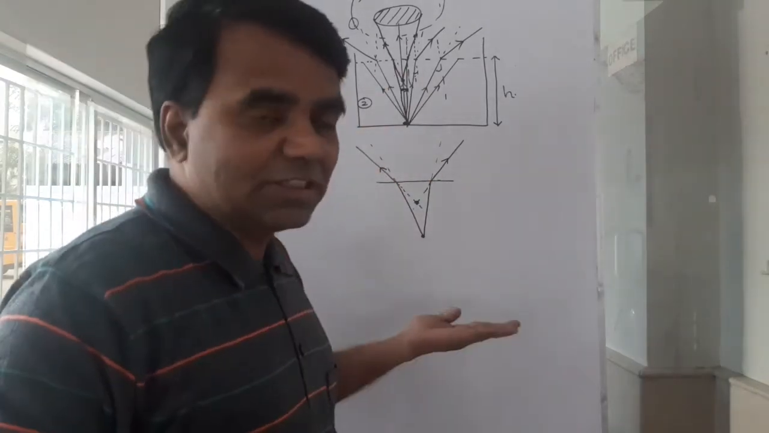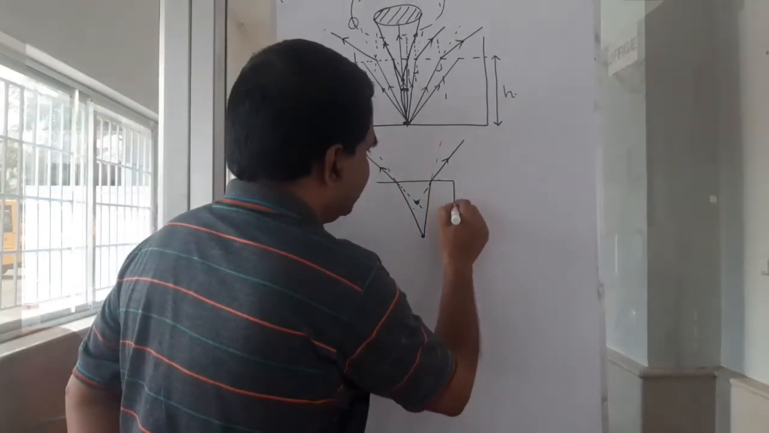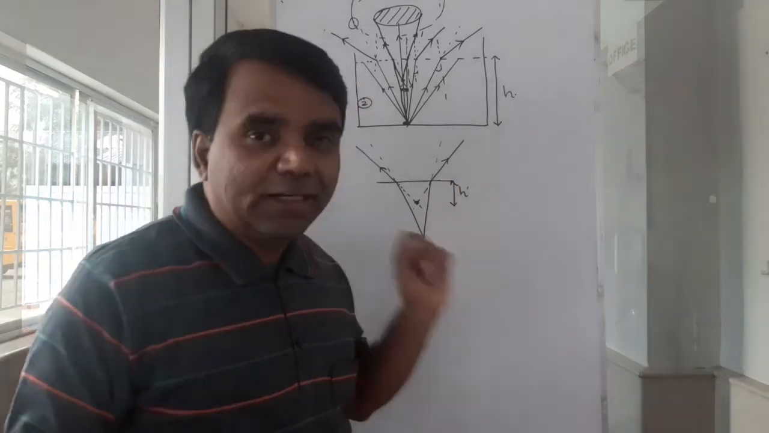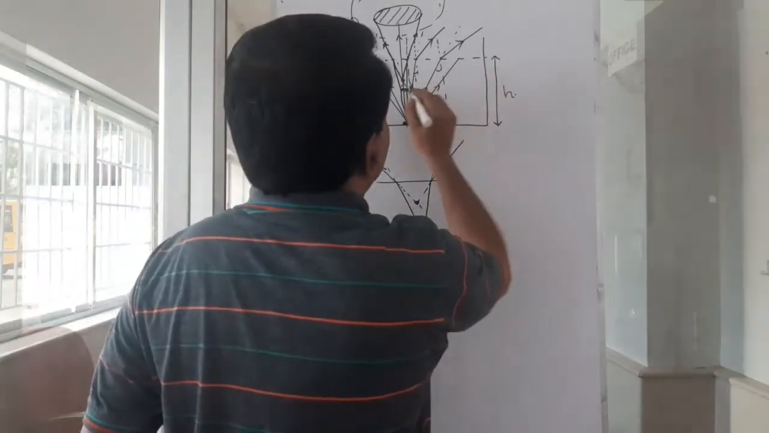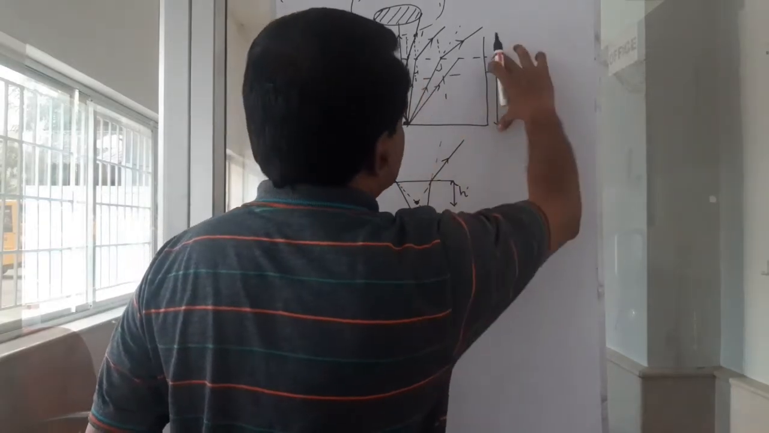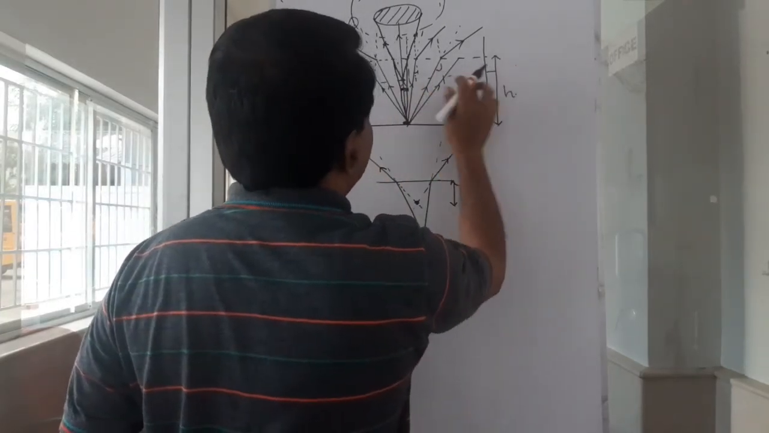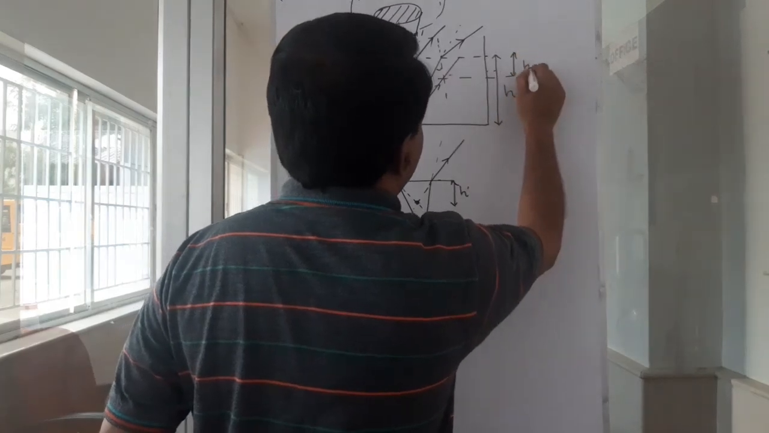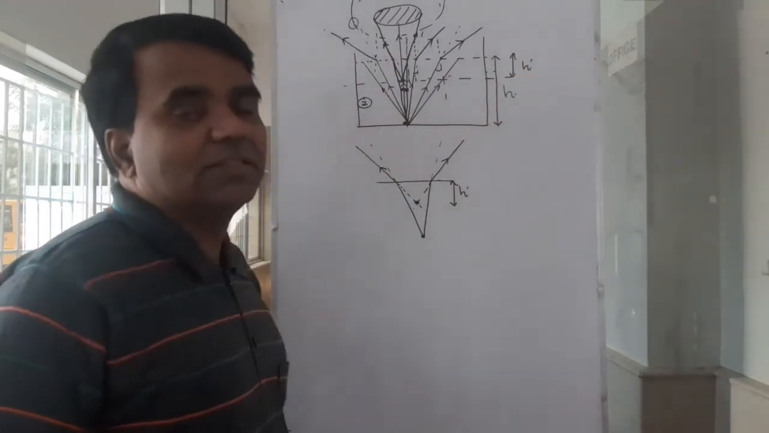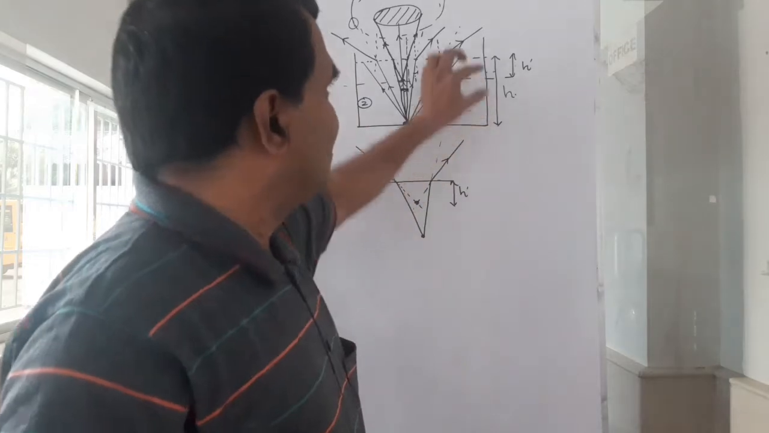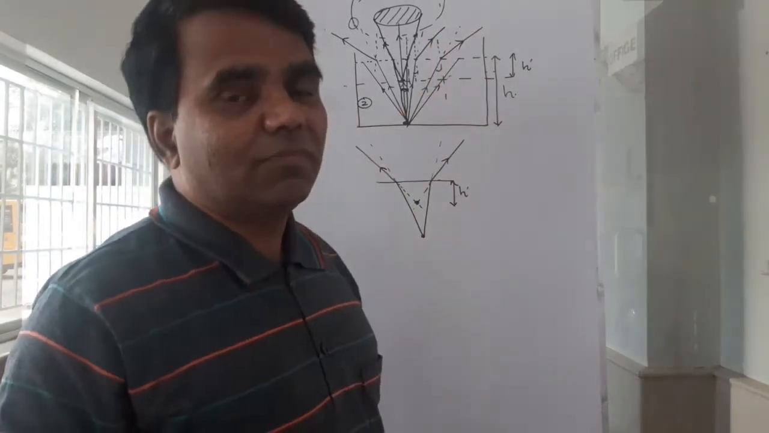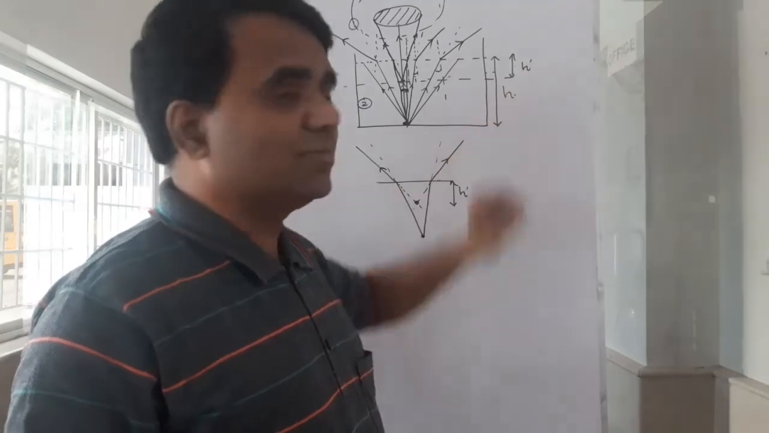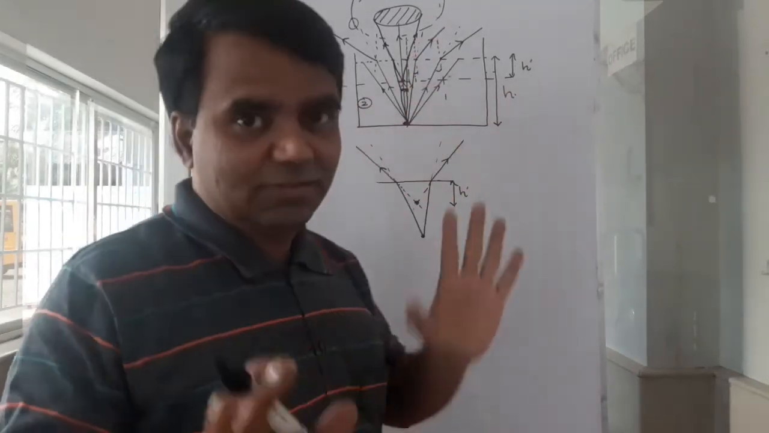So this depth I'll call h dashed. This is called the apparent depth. This is the actual depth. H is the actual depth. But then this is the h dashed, the apparent depth. You will note only this. And there is a relationship between this and this. You can derive it, but I am not going to do that.